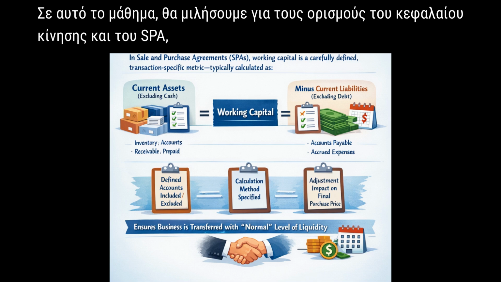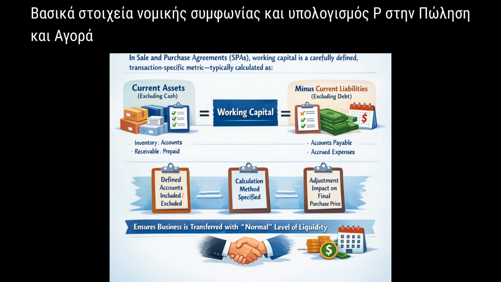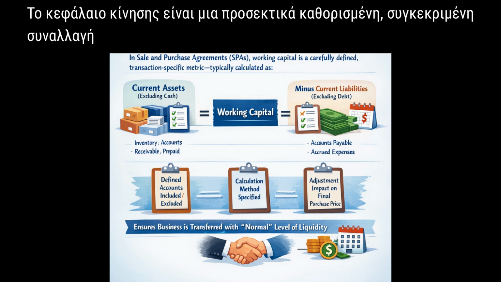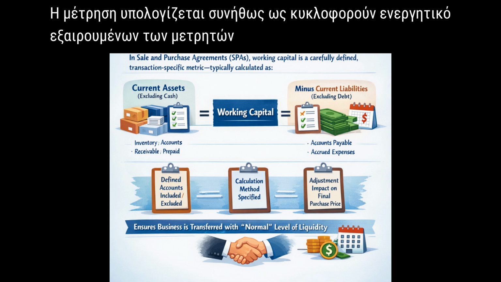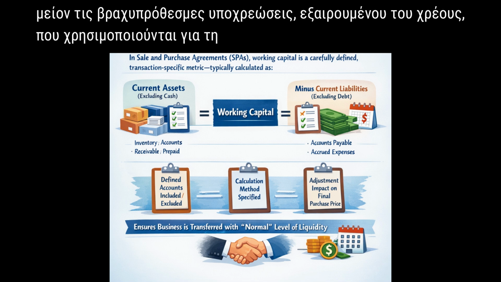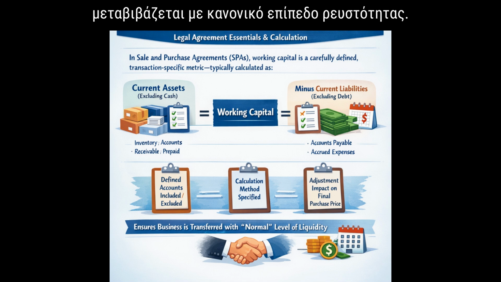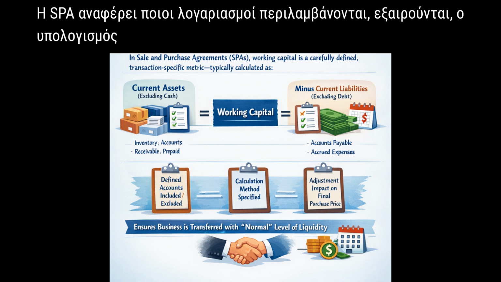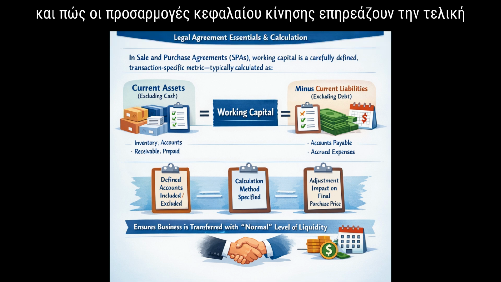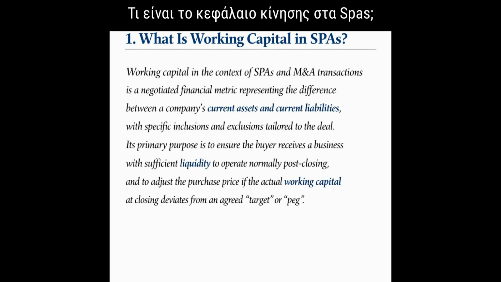In this lesson, we will talk about working capital and SPA definitions, legal agreement essentials and calculation, in sale and purchase agreements (SPAs). Working capital is a carefully defined, transaction-specific metric typically calculated as current assets excluding cash minus current liabilities excluding debt, used to ensure the business is transferred with a normal level of liquidity. The SPA details which accounts are included, excluded, the calculation method, and how working capital adjustments affect the final purchase price. What is working capital in SPAs?